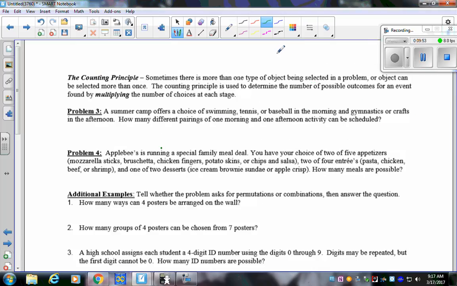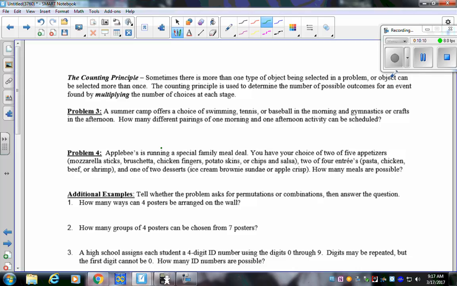And you've learned about this before. It says sometimes there's more than one type of object being selected in a problem, or an object can be selected more than once. The counting principle is used to determine the number of possible outcomes for an event found by multiplying the number of choices at each stage. So I'm going to show you two different ways to look at this.